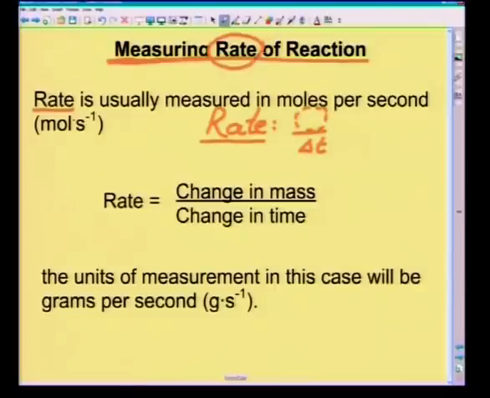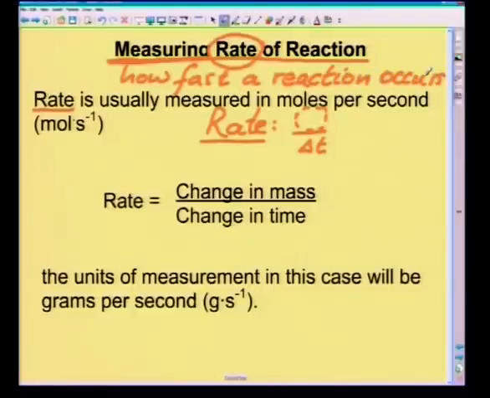Now, if we are measuring the rate of reaction, it means we are looking at how fast a chemical reaction takes place. So we're looking at how fast a reaction occurs. Right? So if we are to look at how fast a chemical reaction occurs, we need to find out the changing quantity that we can look at per unit time. Usually when we measure the rate of reaction, we look at how moles are changing per unit time.